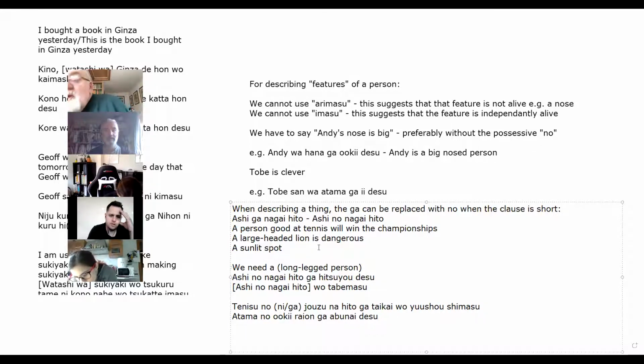And then let's say, let's sit in a sunlit spot.